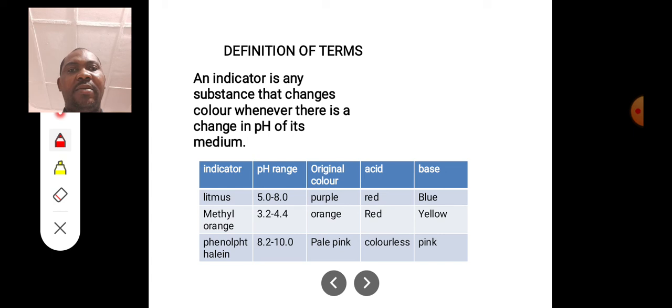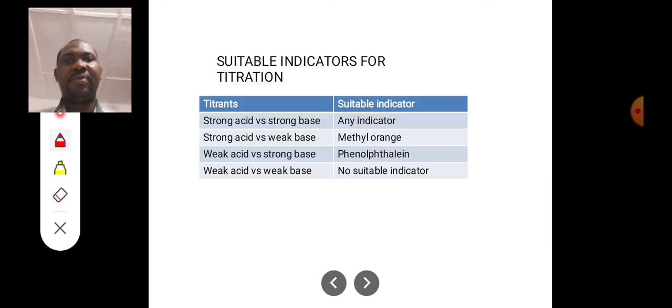In acidic medium, litmus is red in color, because remember, acid turns blue litmus red. Methyl orange is red. Phenolphthalein is colorless. Then in basic medium, litmus is blue. Methyl orange is yellow. Phenolphthalein is pink. Okay, so the next thing we're going to look at is suitable indicators for titration.